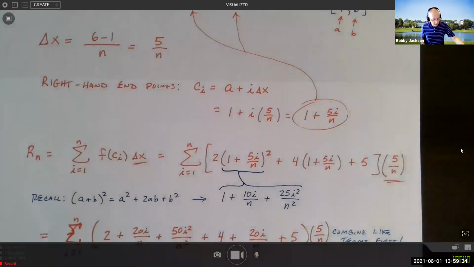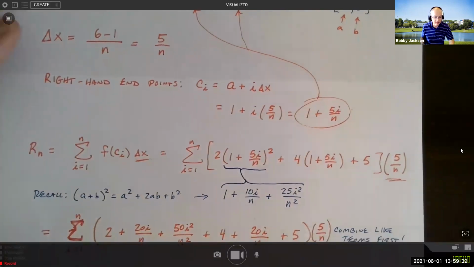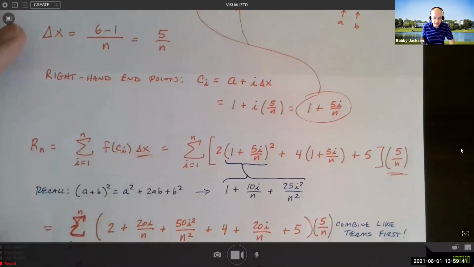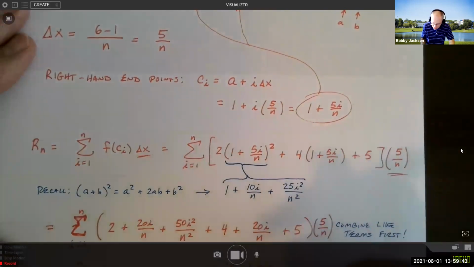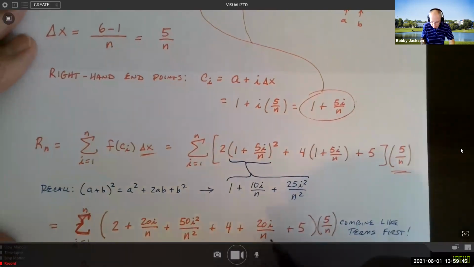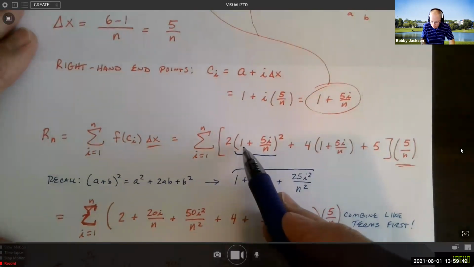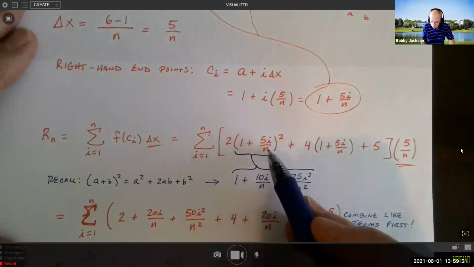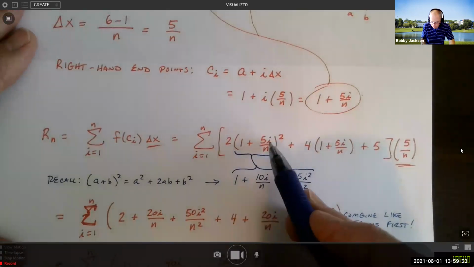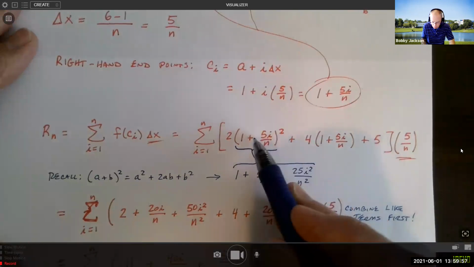And so this is algebra. There's a level of algebraic intensity here, I guess. You've got to really be good on your algebra rules, so please review those things. For instance, when I square the quantity 1 plus 5i over n, I don't just square 1 and square 5i over n and add them together. No, you can't distribute an exponent over a sum.